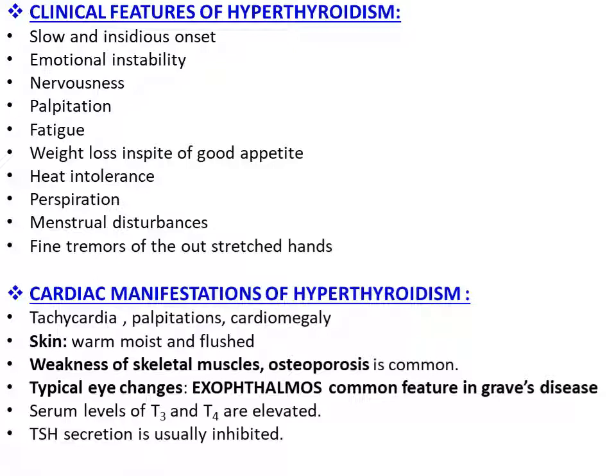Then coming to cardiac manifestations of hyperthyroidism, that means the symptoms observed in serious cases: tachycardia, palpitations, cardiomegaly. Then skin, warm, moist and flushed skin, weakness of skeletal muscles, and very important, osteoporosis. Typical eye changes, exophthalmos, a common feature in Graves disease, which is the common hyperthyroidism. Serum levels of T3 and T4 are elevated, and thyroid stimulating hormone secretion is usually inhibited. As T3 and T4 hormone levels increase, TSH secretion decreases.